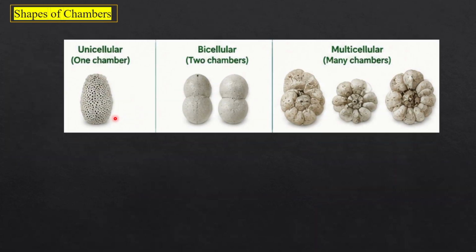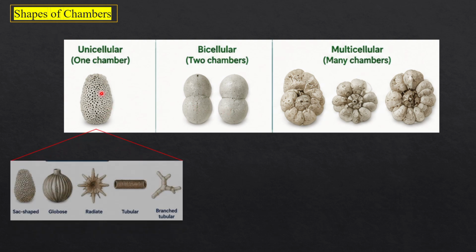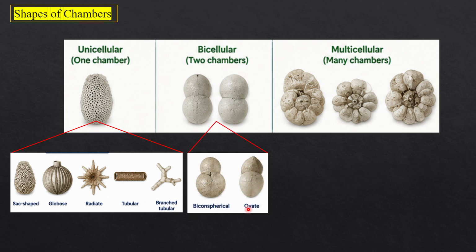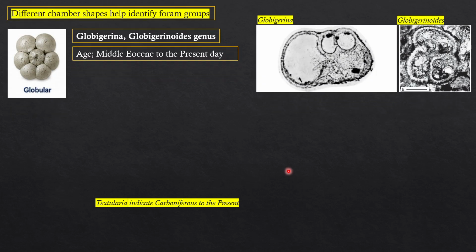Now the shapes of the chamber: we have unicellular chamber, bicellular chamber, multicellular chambers. Previously we discussed the chamber wall structure, but now we look at the shape of the chamber. In unicellular we have this kind of chamber, in bicellular we have these two kinds, and in multicellular we have these three types. Different chambers have different identifications, like globular, mostly the globular chambers, which show the middle Eocene to present day example.